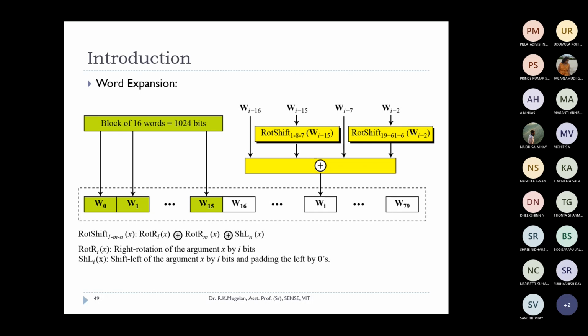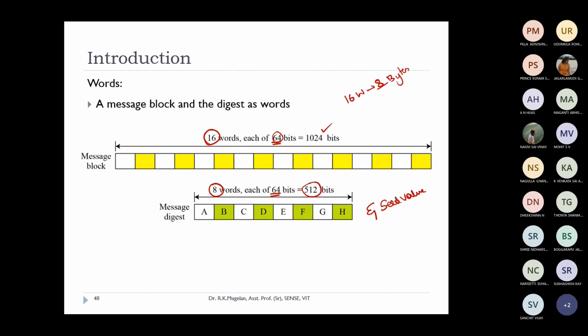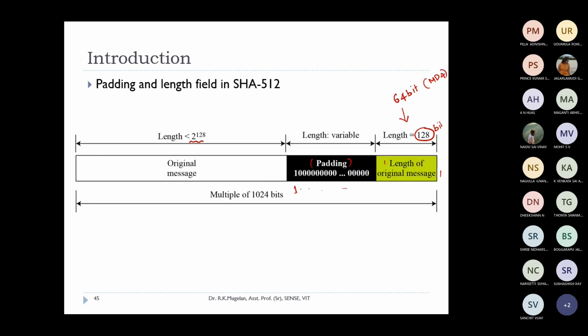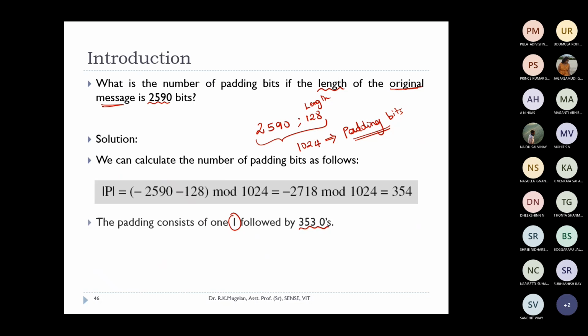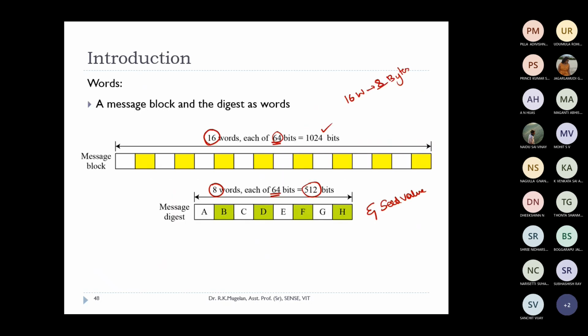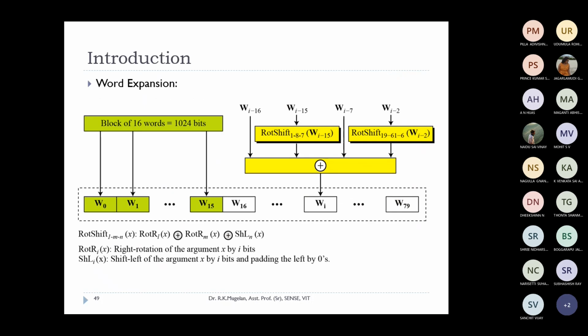Why do we need to go for word expansion? Because the iteration is going on inside this compression function. Totally, we are going to do 80 rounds. Here we don't have a term called steps. Simply 80 rounds or 80 steps, whatever you wish to call. So a total of 80 iterations will happen inside a single compression function. This will be repeated until I complete the entire length.